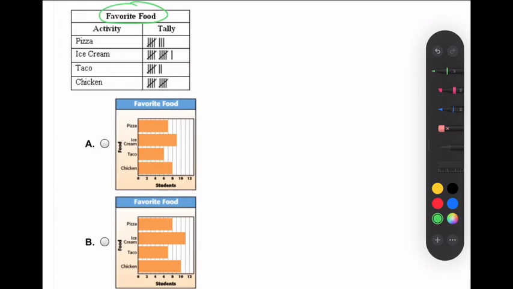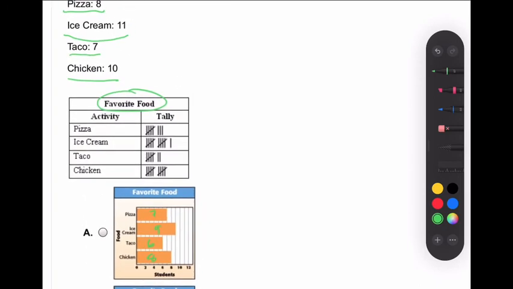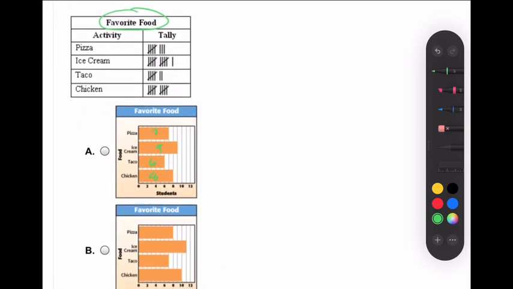Let's take a look at A. Here in A we have 7 pizza. It's between 6 and 8, so it's 7. Ice cream is between 8 and 10, so it's 9. Taco is on 6 and chicken on 8. Is that correct? Let's get back to the data. No, pizza is 8, ice cream is 11, taco is 7, and chicken is 10. So this is not correct.